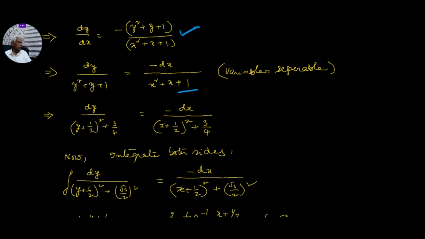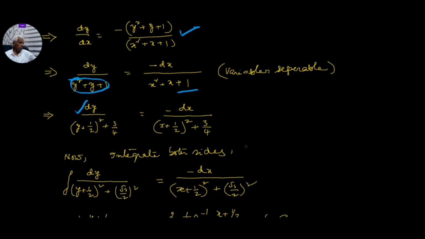So next, y square plus y plus 1 I am writing as (y plus half) whole square plus 3 by 4, because this is a quadratic equation. We have to write like this to integrate later on. Later on we have to integrate on this side and this side. For that purpose I am writing y square plus y plus 1 as (y plus half) whole square plus 3 by 4. Similarly this side, minus dx divided by (x plus half) whole square plus 3 by 4.